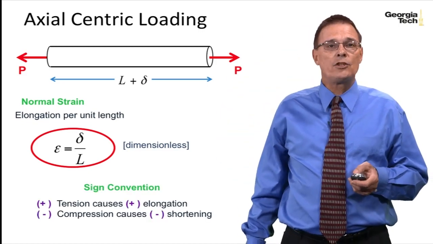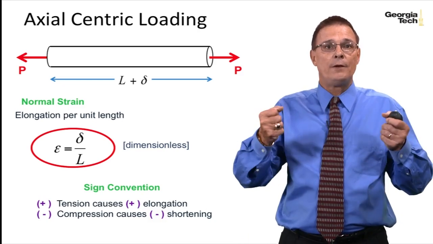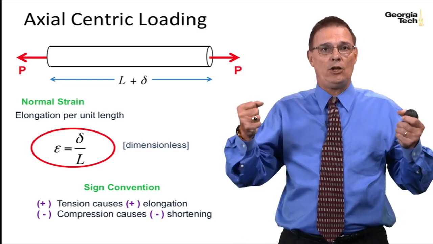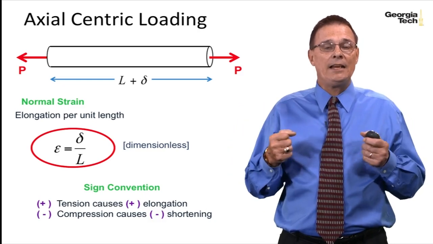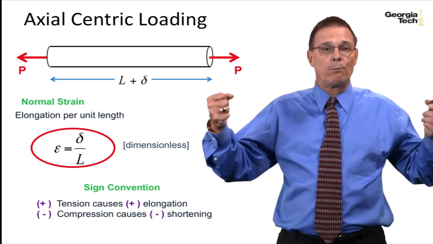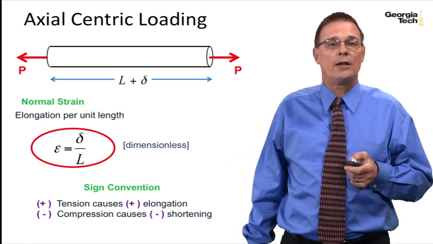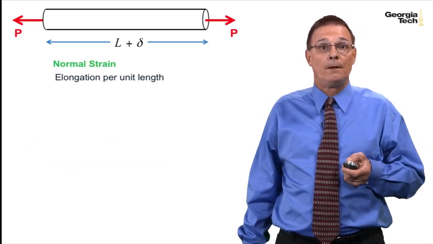The sign convention, again, a positive tension force causes a positive elongation. And a negative or a compressive force causes a shortening, and that's a negative strain. And so that's our sign convention.